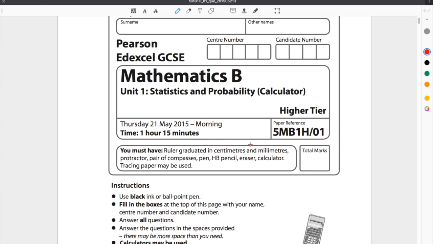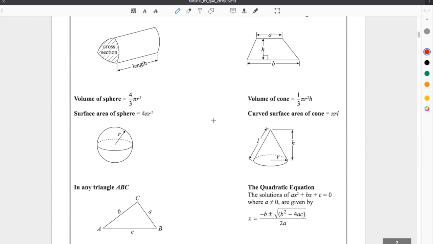We're going through the Pearson Edexcel GCSE May 2015 paper, and I'm just going to go through the full paper and you can follow exactly what I'm doing, and hopefully this will give you an idea of how to attempt questions in future papers. Now let's get started with question 1.